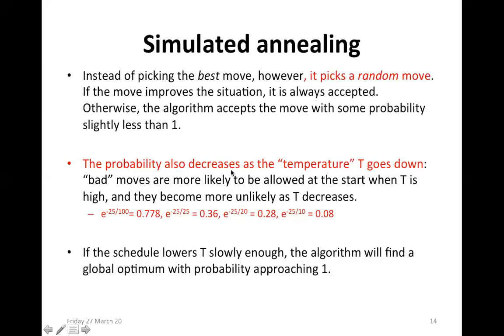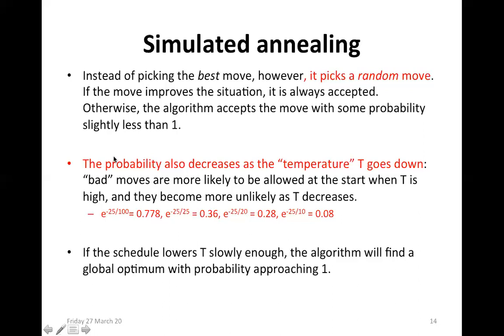This probability also decreases as the temperature T goes down. So this point is saying that initially when you have the higher value of T, capital T, then at that moment maybe you will have your probability with the higher value. It means that maybe my probability value would be closer to one. But with the passage of time, my probability value decreases when the value of this capital T decreases. So initially, when I have the value of capital T higher, I will have this probability value higher, closer to one.